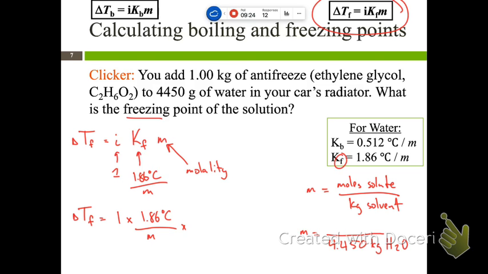So we have 1.00 kilograms of ethylene glycol, I'm just going to abbreviate it EG. What's the molar mass? You have to convert it to grams first and then.